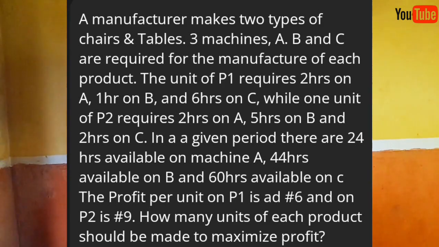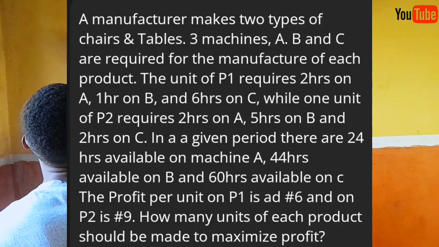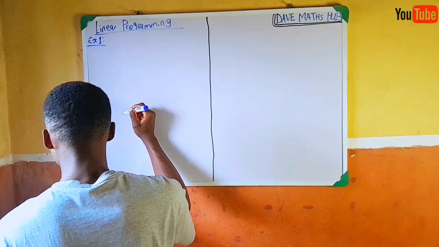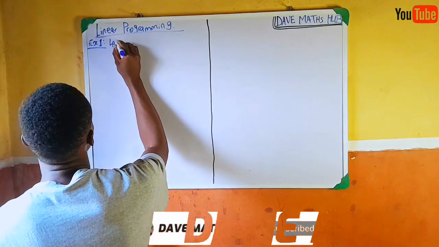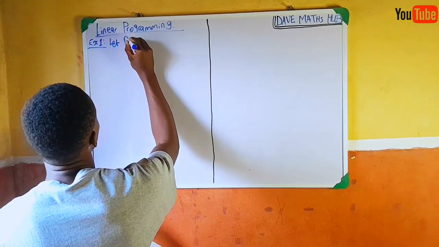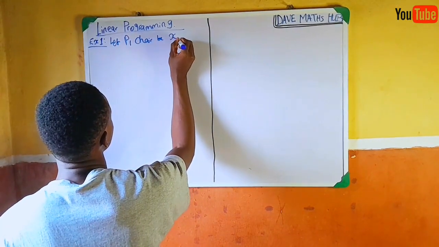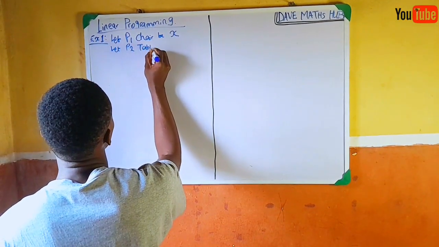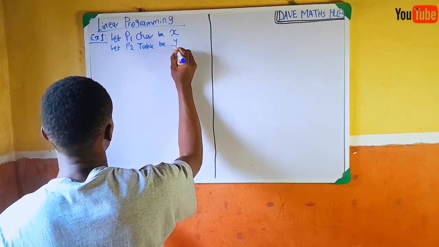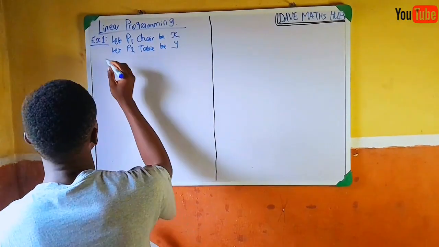So now this question is a profit maximization problem because we're told to maximize profit. Let me write down all the information I've been reading. Example 1. It says a manufacturer uses 3 machines A, B, and C. Alright. So let P1, which is for chair, be represented as X. Let P2, which is for table, be represented as Y. The information says that the profit for P1 is 6 naira.